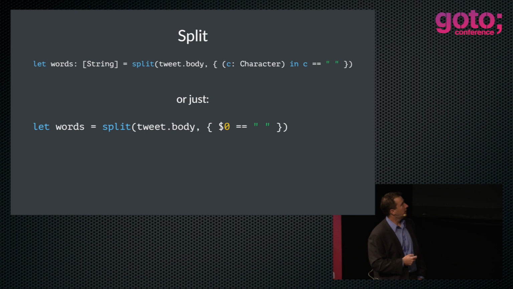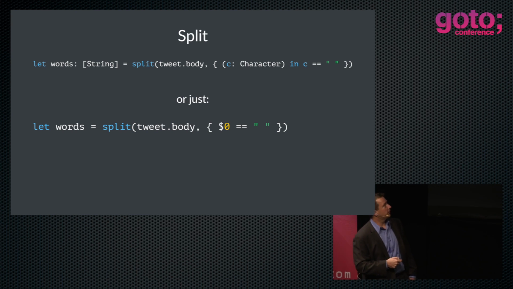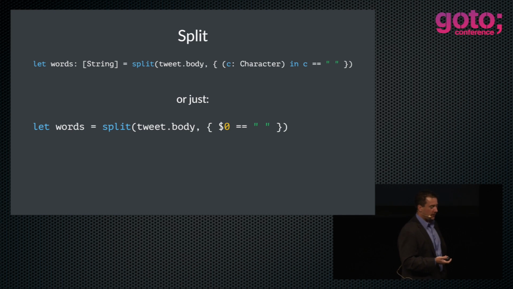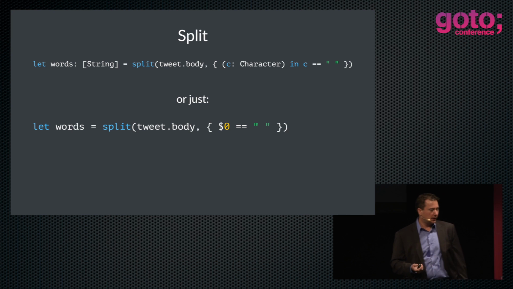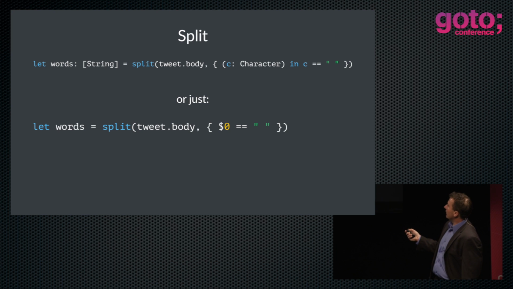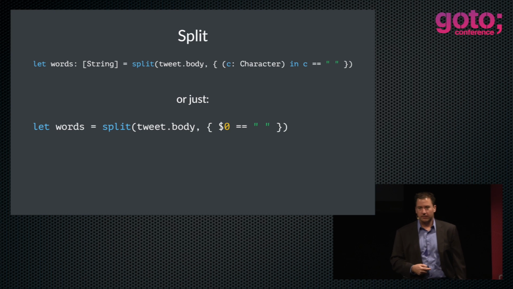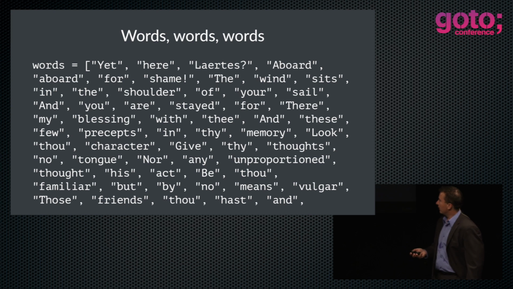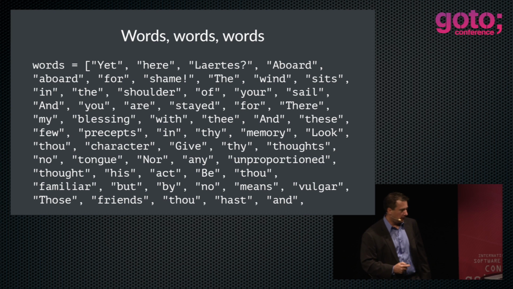It just takes a thing, and then you have a closure callback that accepts the individual components of the thing, and then returns whether or not that should be considered a separator. So we're going to use this to segment up the body into individual words. More succinctly, you can just say $0 is equal to quote quote, because using type inference, it will know what the type is. So that's pretty cool so far. We've got a bunch of words, pretty advanced NLP stuff right there.